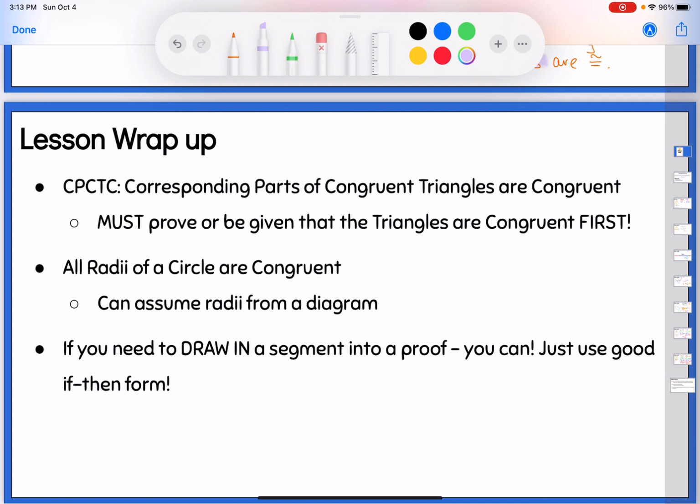We also learned that all radii of a circle are congruent. Make sure that they are in the same circle, and you can assume radii from a diagram. And then if you need to draw any segments into a proof, you can. Just make sure you use that good if-then form that we learned in that last proof.